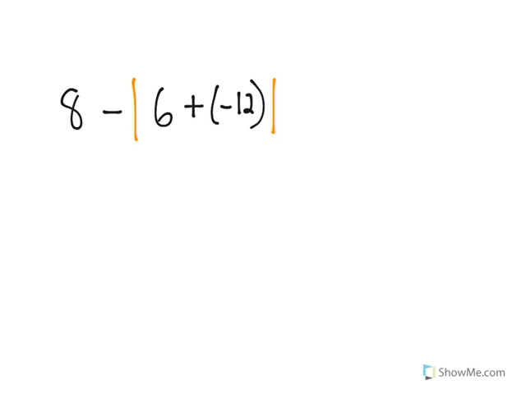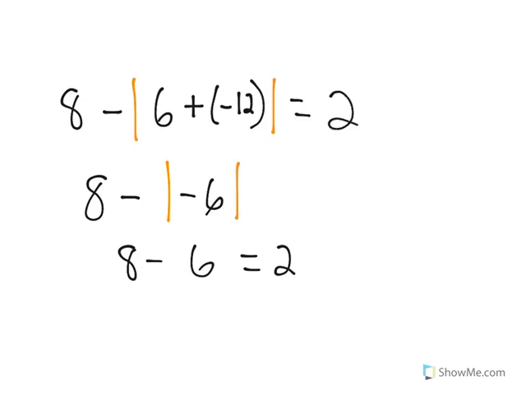Okay, next problem, 8 minus the absolute value of 6 plus negative 12. If we look on the inside of the absolute value brackets, 6 plus negative 12, well, it's an addition statement. Our signs are opposite, so we subtract. 12 minus 6 is 6, and we take the sign from the higher number, which is negative 6. So we are left with 8 minus the absolute value of negative 6. The absolute value of negative 6 is 6. So we're left with 8 minus 6, which is 2, which means the answer to the original problem is 2.